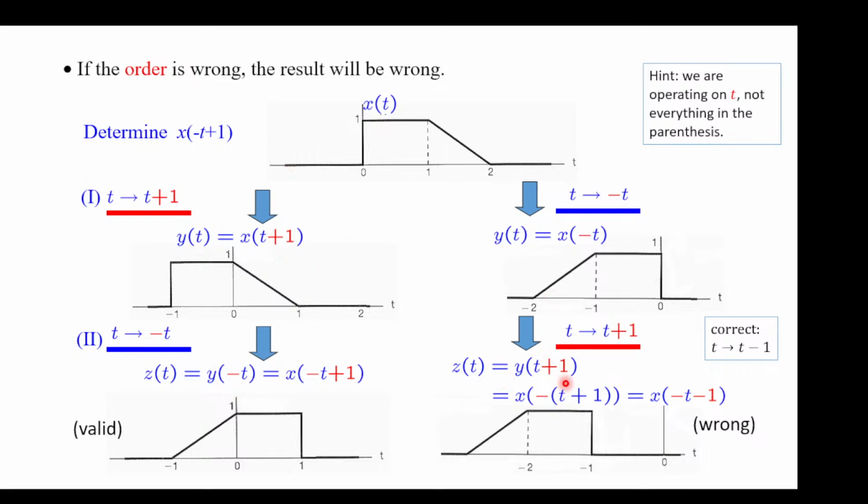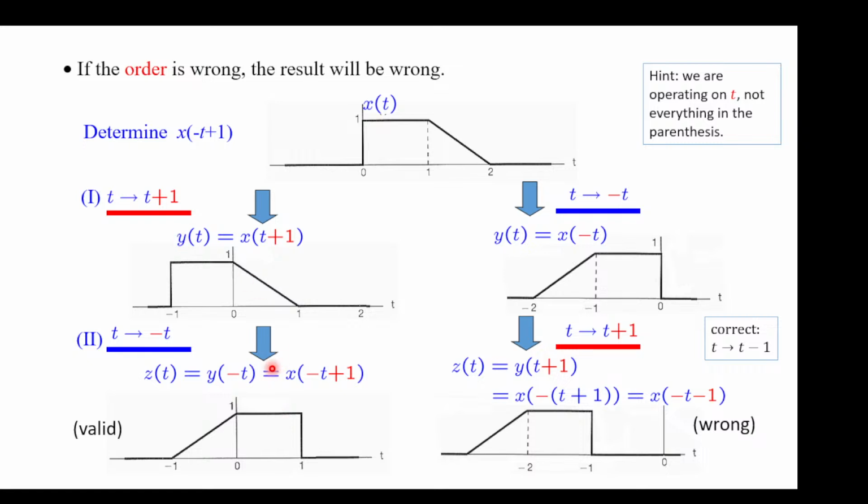The ordering is a bit confusing, and you need to get used to it. If you are getting confused, it's nice to write this intermediate function. So here we define y of t as x of t plus 1. Then we define z of t as another function of y of t, z of t as y of minus t. Then you can substitute minus t inside here, so t becomes minus t, and you see this is x of minus t plus 1.